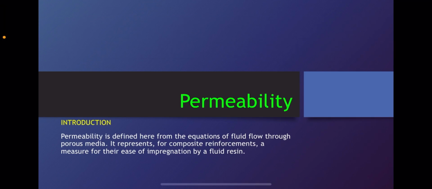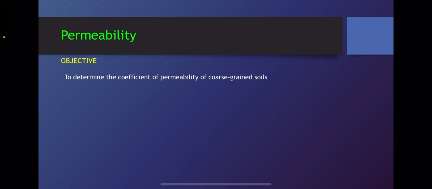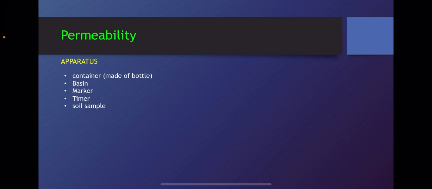So for the permeability experiment, the introduction is: permeability is defined from the equation of fluid flow through porous media. It represents for composite reinforcements a measure of their ease of impregnation by fluid resins. The objective of this experiment is to determine the coefficient of permeability of coarse grain soils. The apparatus is a container made of a bottle, basin, marker, timer, and soil sample.